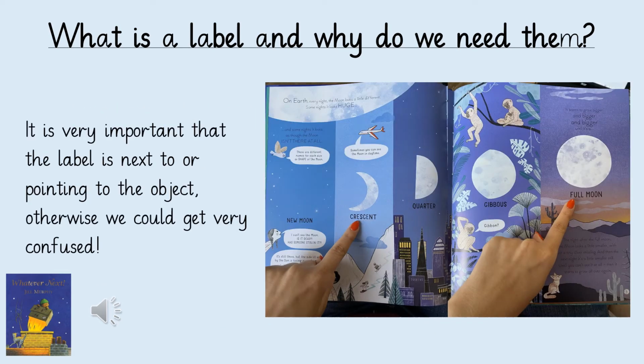It is very important that the label is next to or pointing to the object, otherwise we could get very confused. If the word crescent wasn't written below the banana-shaped moon, and instead was written below the full moon, I would be really confused at what shape the moon is and what name I should call it.